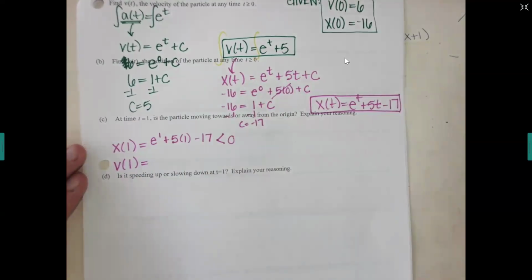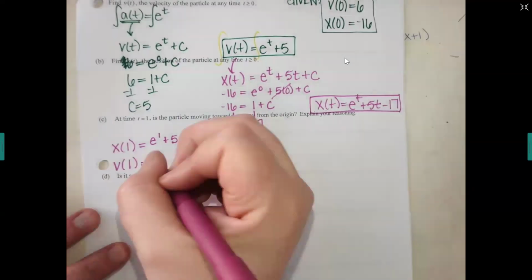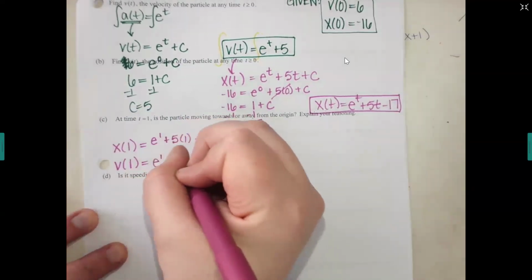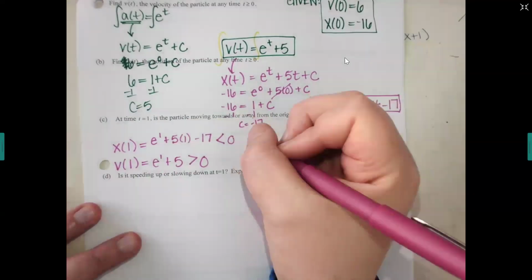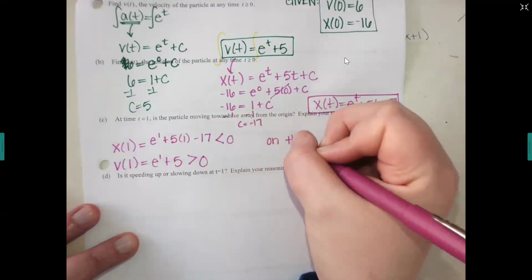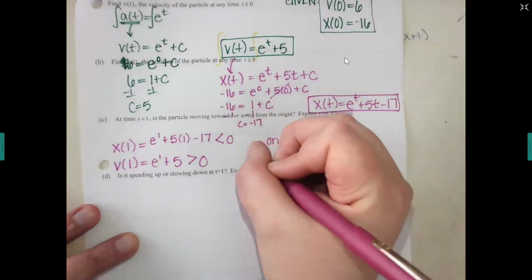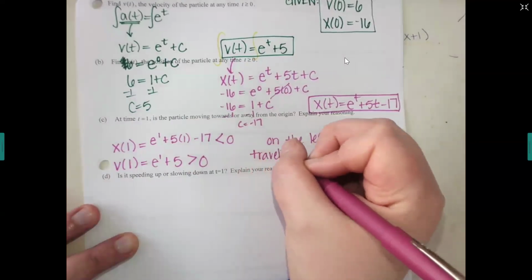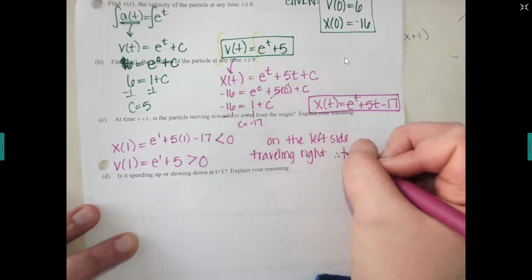Okay, let's do the same thing for velocity. Velocity's here. I'd have e to the 1 plus 5. How's that going to come out? Positive. So if my position is less than 0 and my velocity is greater than 0, am I on the left or the right side? I'm on the left side, but which way am I traveling? Traveling right, is that towards or away? That would be towards, very good.